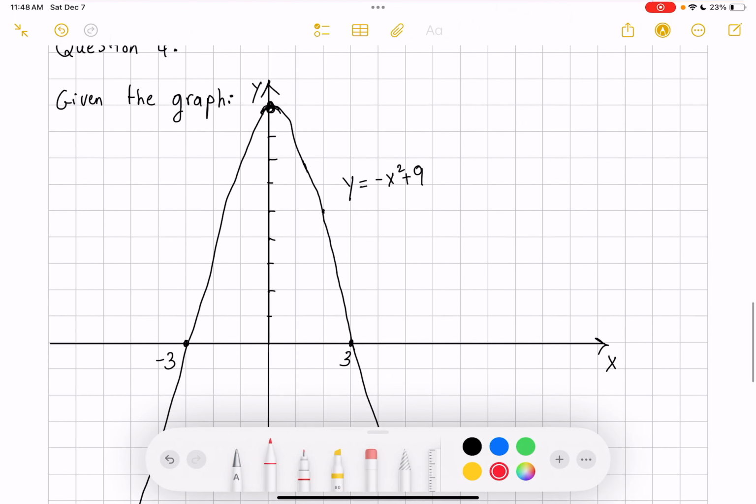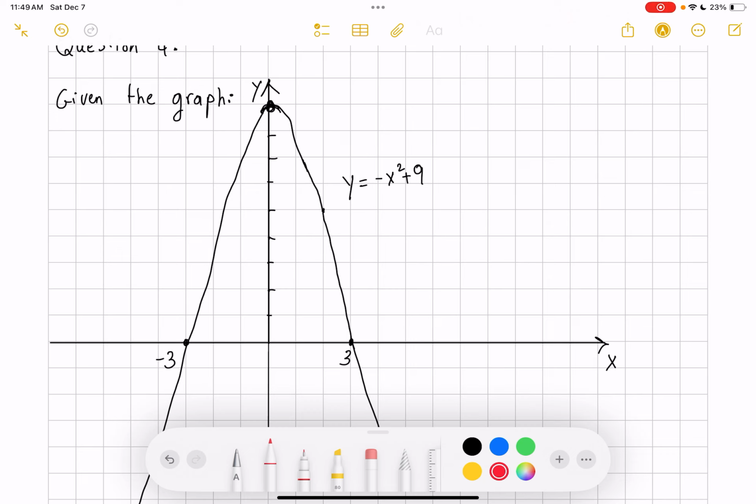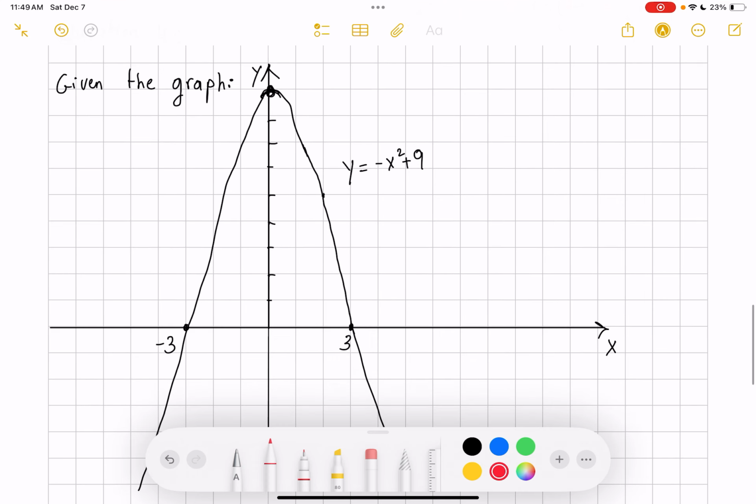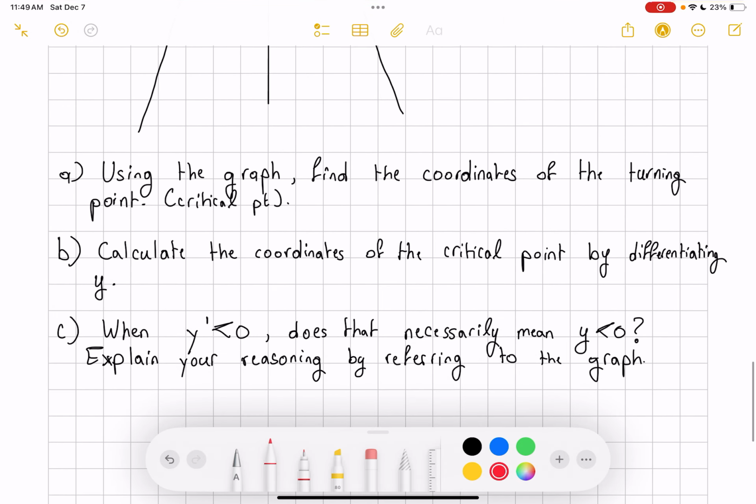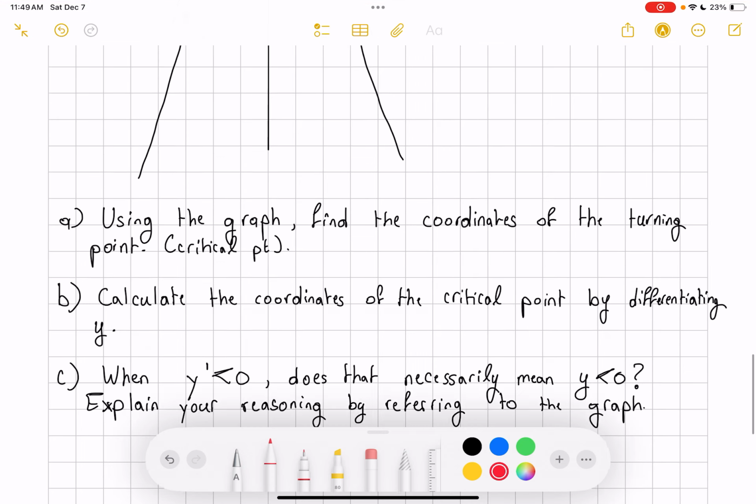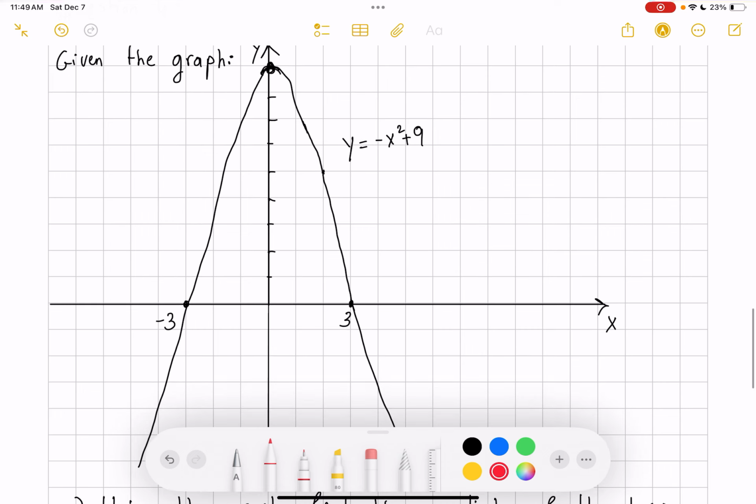Now the final question is a graph question. Apologies, the graph is not as aesthetic as it should be, to be honest. It's not very great, but it is what it is. So we have the graph and its equation, which is minus x squared plus 9. The first question is, using the graph, find the coordinates of the turning point, which is basically the critical point. If you look at the graph, the critical point is where the graph starts to change direction. This is the point where the graph is turning, so that is my critical point.